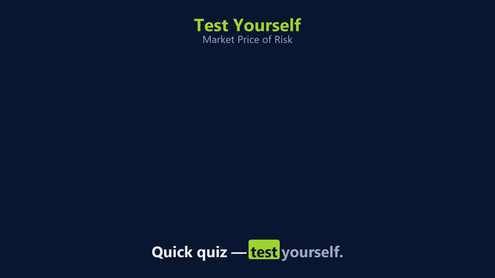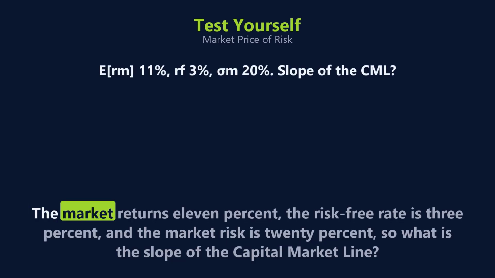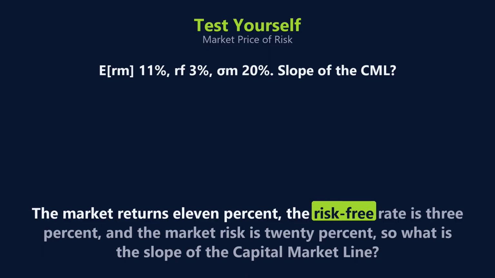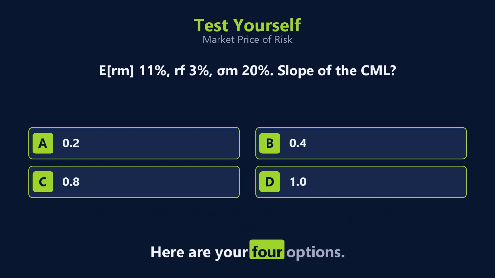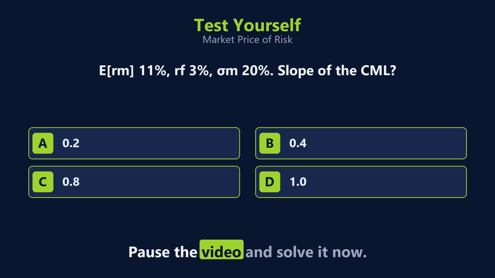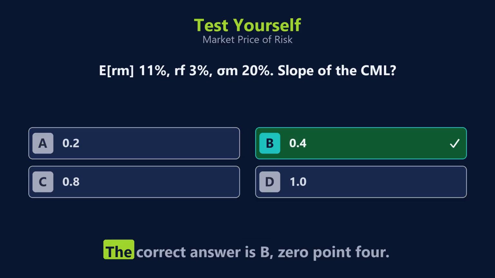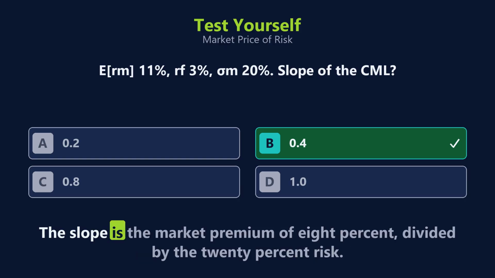Quick quiz, test yourself. The market returns 11%, the risk-free rate is 3%, and the market risk is 20%, so what is the slope of the capital market line? Here are your 4 options. Pause the video and solve it now. The correct answer is B, 0.4. The slope is the market premium of 8%, divided by the 20% risk.